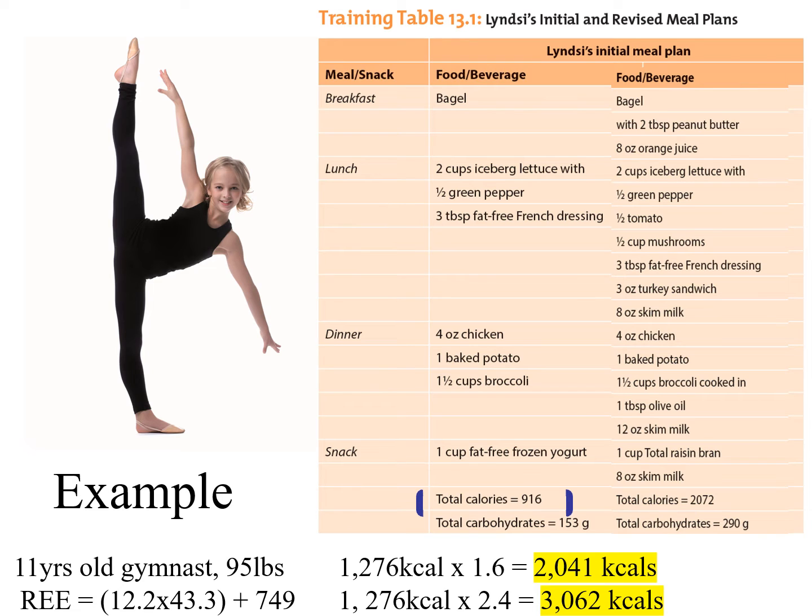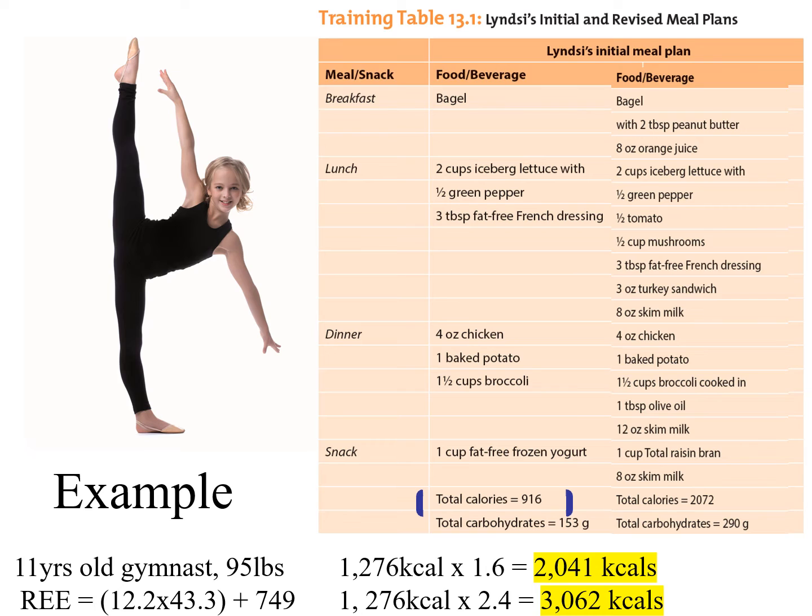Now here's what the meal plan looks like after the recommendation, and this has approximately 2,072 calories and 290 grams of carbohydrate. So it's still going to be a good percentage, but instead of just a plain bagel, we're adding a little protein, a little carbohydrate. We look at adding some variety into her salad and adding a small turkey sandwich, a little bit of calcium, and that's really another problem that we run into with these athletes.